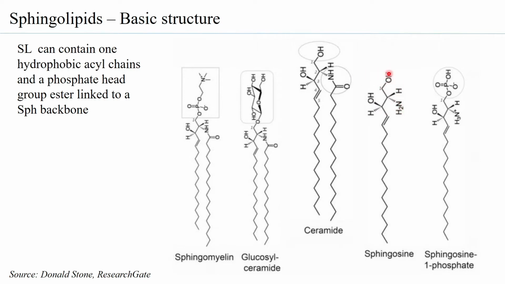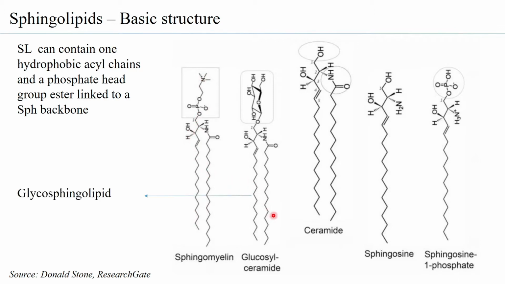Now, if this H is replaced by a phosphoric acid, as you can see over here, then it forms what is called sphingosine 1-phosphate, and this then becomes the backbone to form the sphingomyelin. The sphingomyelin, as you can see over here, is when the phosphoric acid is attached to the choline, and that is what forms the sphingomyelin. We know that many of the mammalian cells have a high content of sphingomyelin on the outer leaflet of the bilipid layer.